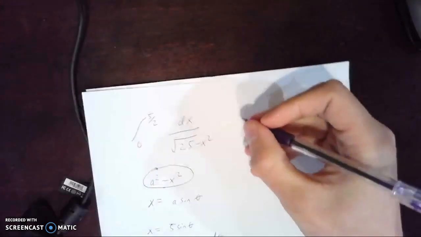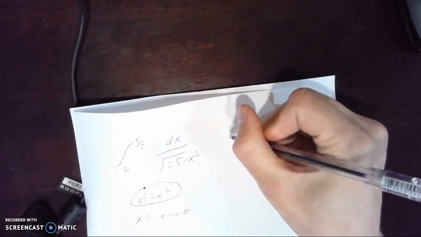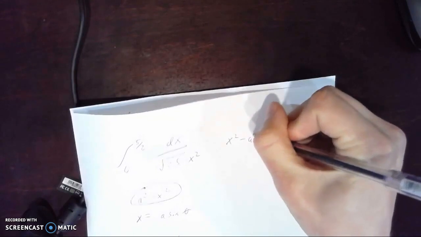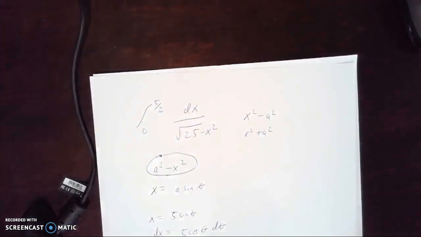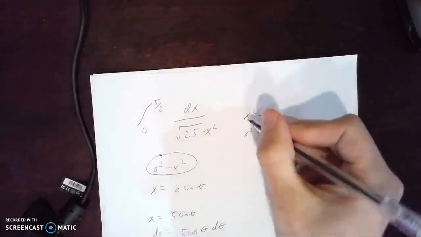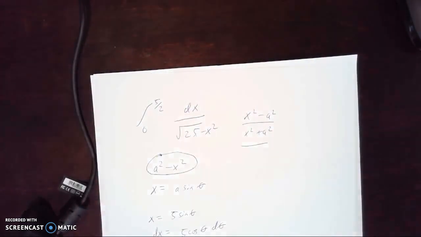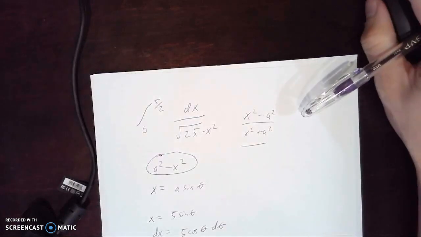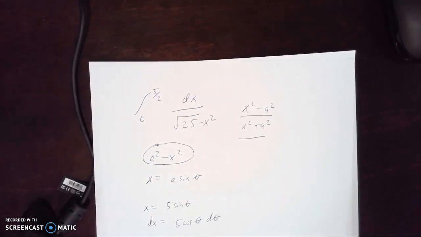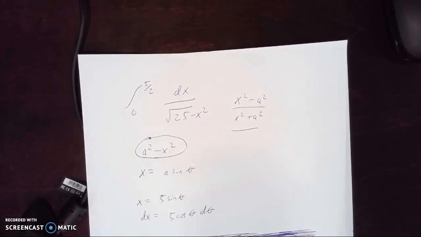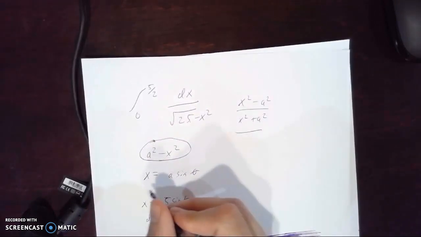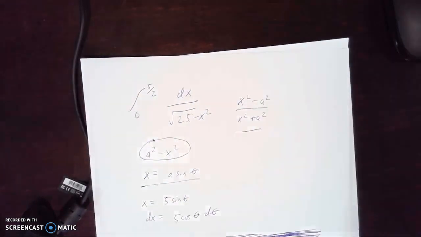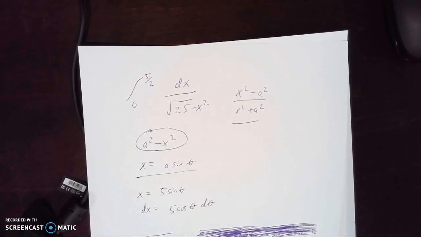The other cases that we're going to be looking for are x squared minus a squared and x squared plus a squared. So these are really, again, the three cases that we're going to be looking for here today. So what we're really going to do is take advantage of some of our trigonometric identities. And for a problem like a squared minus x squared, we're going to be using the substitution x is a sine theta.